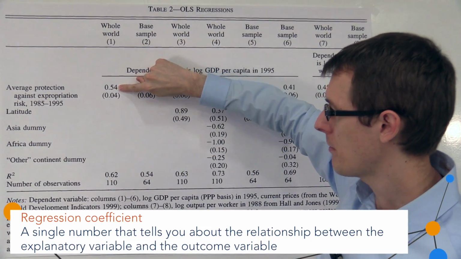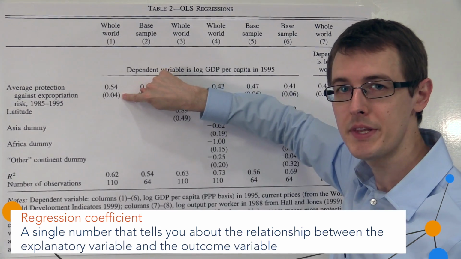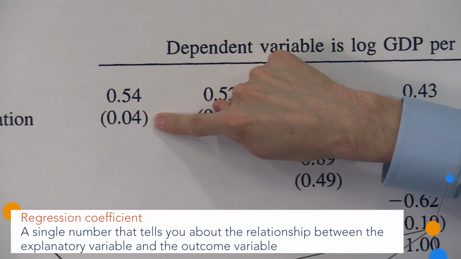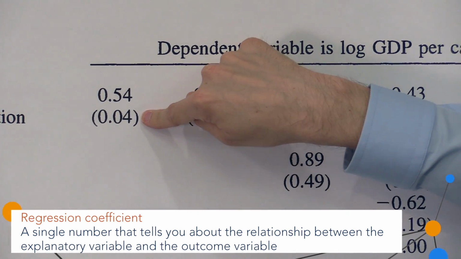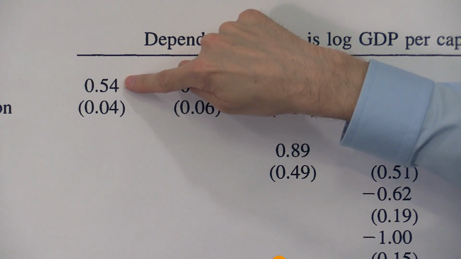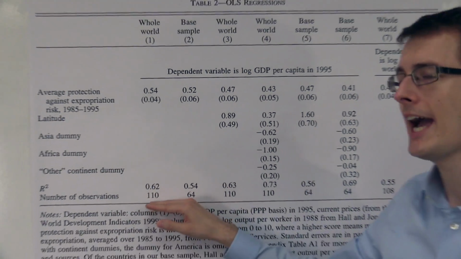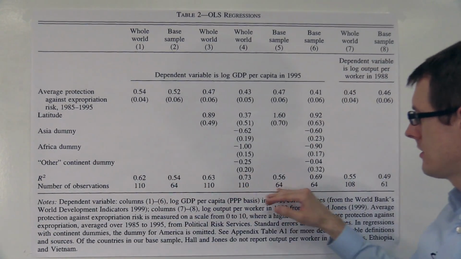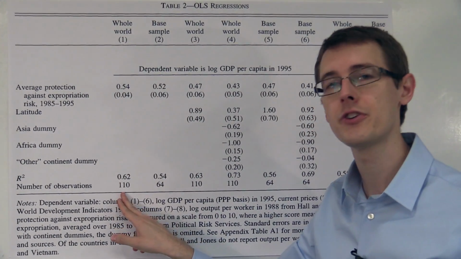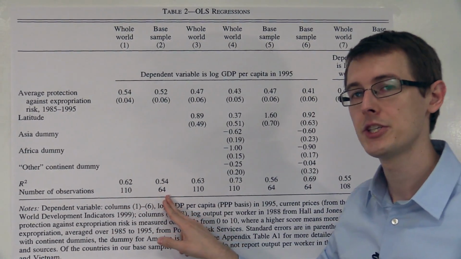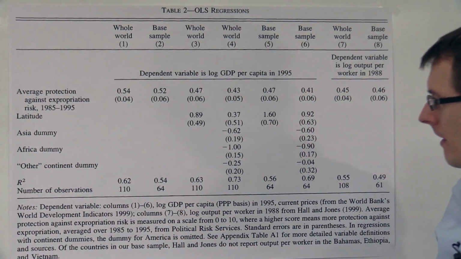The numbers at the top are the coefficients. Below them, these are the standard errors. This is a measure of the uncertainty in this point estimate, in this number. Down here, they show us how many observations we're using. So in this specification, there's 110. In this specification, there's only 64.